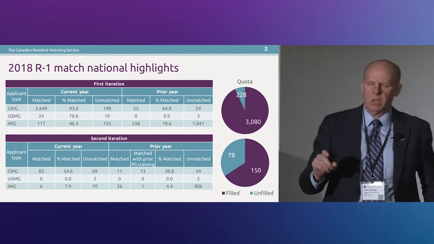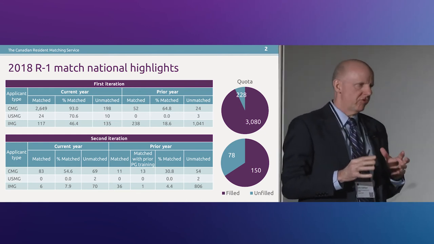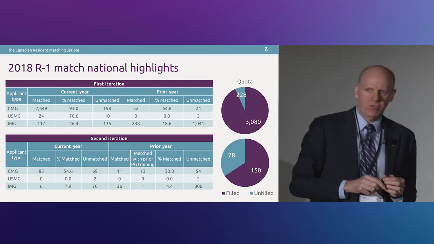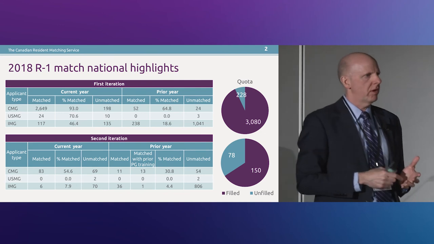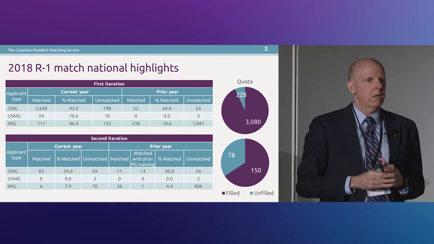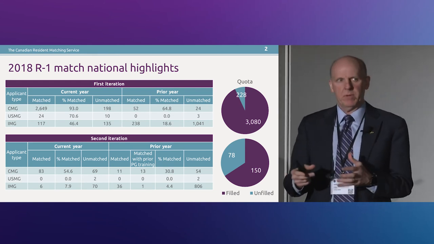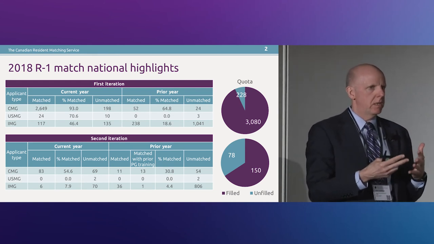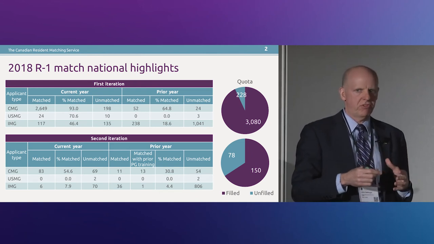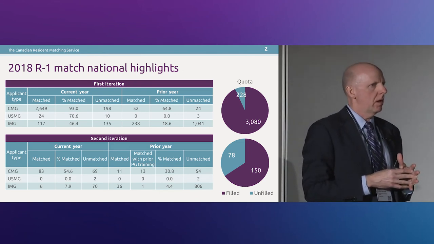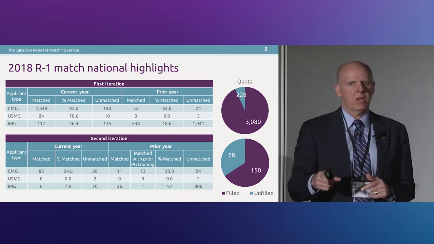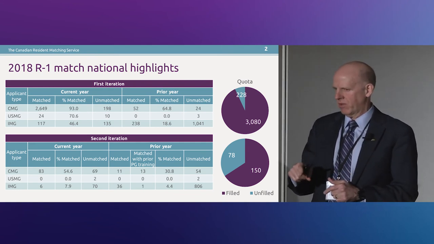So, second iteration: everybody who participated in the first iteration and chooses to participate in the second iteration is in that group, as well as those who had prior post-grad training. So that's the group there. And that's everywhere but Quebec, because in Quebec it's already blended and already competitive. All those CMG and IMG positions become competitive in the second iteration for both unmatched participants from first and those with prior post-grad training.